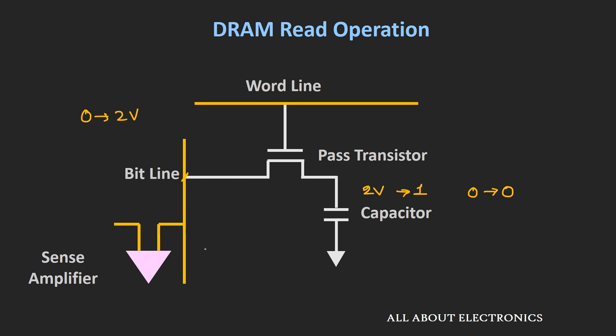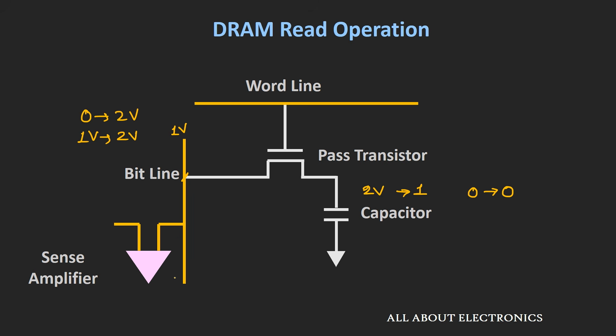But instead of that, suppose we have pre-charged this bit line to 1 volt, then the time that is required to reach from 1 volt to 2 volt will be almost half. So in this way, by pre-charging this bit line by some finite value, we can reduce the read time or we can increase the read speed.